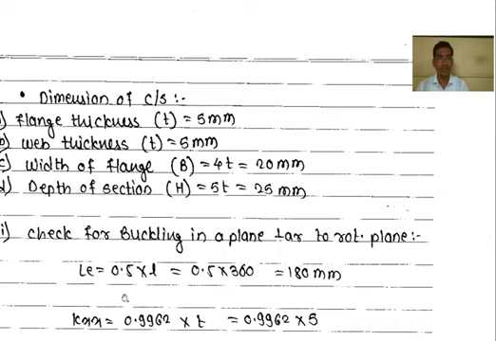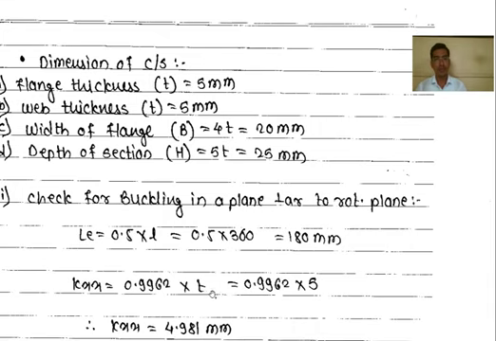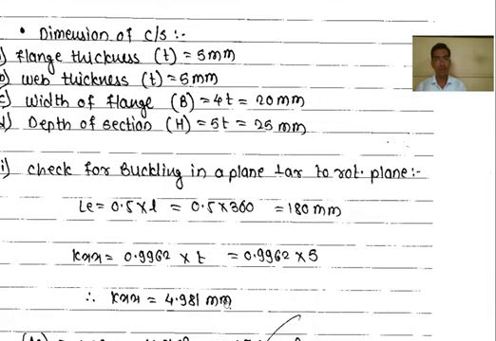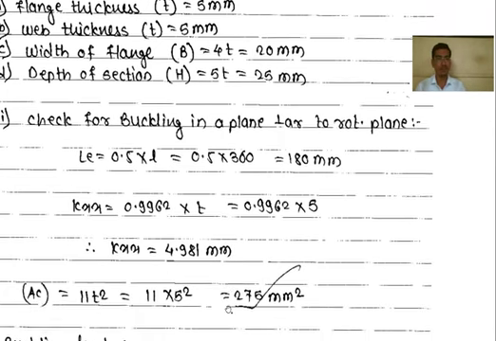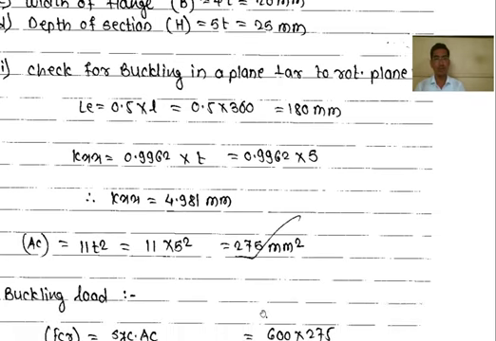Therefore, L is equal to 0.5 times L. So the length will be equal to 180 mm. Then along the x direction, the radius of gyration will be 0.9962 times t. So that will be kxx, radius of gyration, equal to 4.981 mm. Then the cross sectional area is equal to 11 t square. Therefore, the cross sectional area will be 275 mm square.